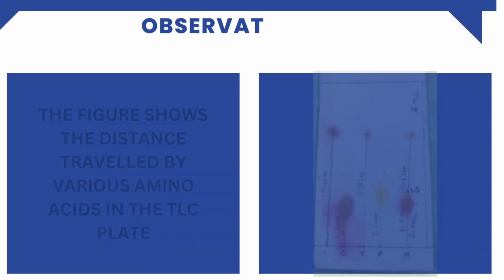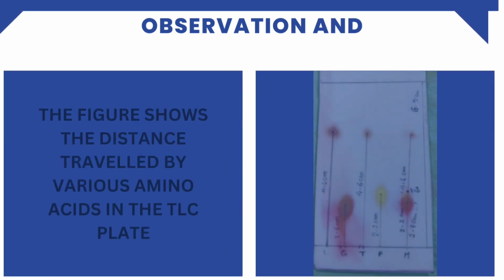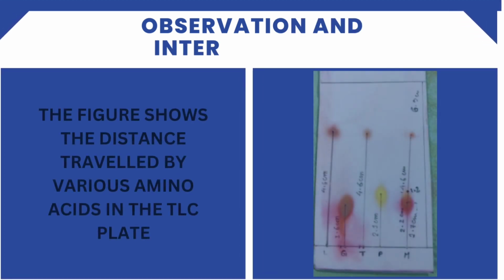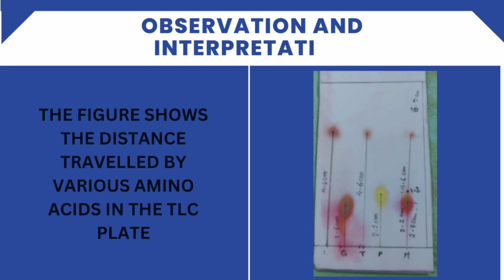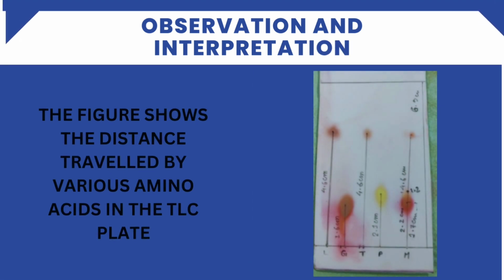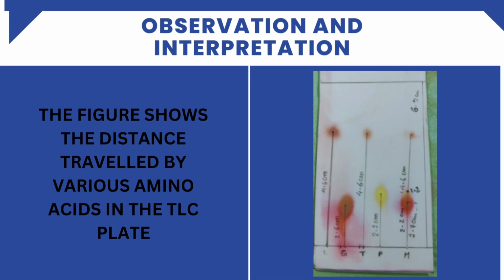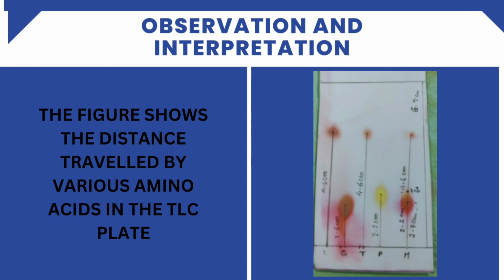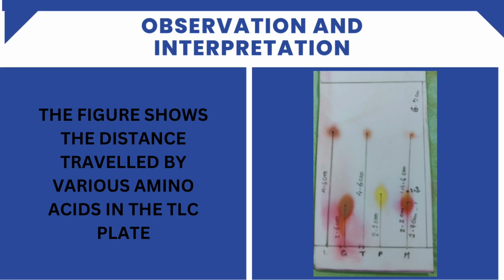After we have completed the experiment, we measure the distance of the spot from the baseline and note the distance which has been traveled by the mobile phase also. After that, we find the RF values by dividing the distance traveled by the solute by the distance traveled by the solvent. We can use these RF values to know which amino acids were present in the mixture.